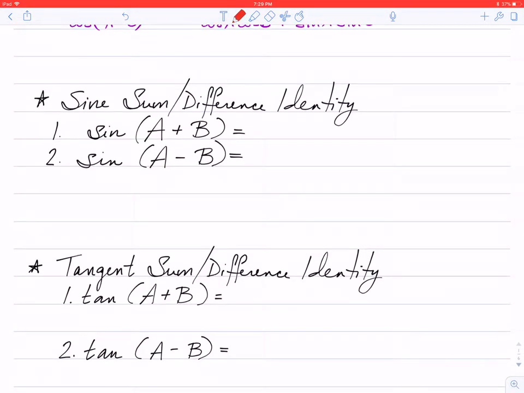Let's take a look at the sine sum and difference identity. The sine sum is going to be sine of angle A, cosine of angle B, plus the sine of angle B times the cosine of angle A. The sine difference is very similar to that. So we have sine of angle A, cosine of angle B, minus the sine of angle B times the cosine of angle A.